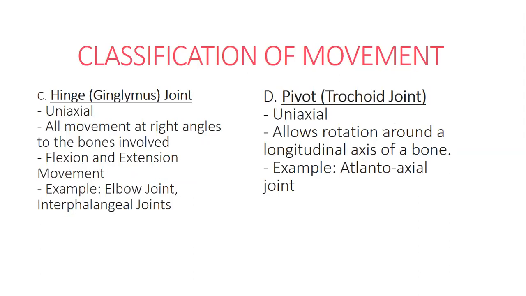Next, we have the hinge joint. It's uniaxial, so all movement is at right angles to the bones involved. So it only involves flexion and extension. Examples of these are your elbow joints and your interphalangeal joints. Then we have the trochoid or pivot joint, which allows rotation around a longitudinal axis of a bone. An example of this is the atlantoaxial joint, and if you can recall, the atlantoaxial joint is the one that gives you the "no" movement of your head.